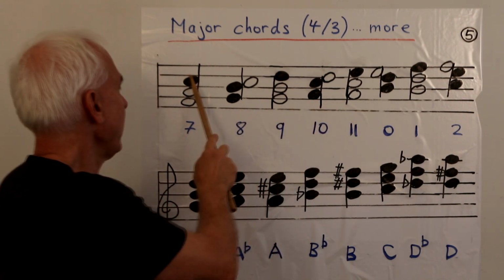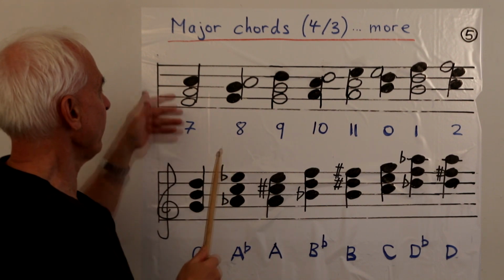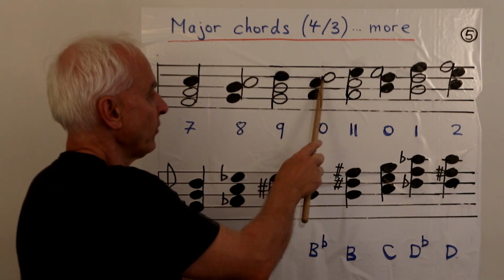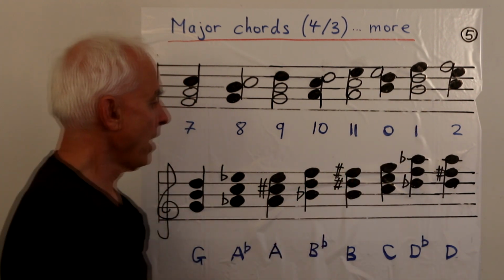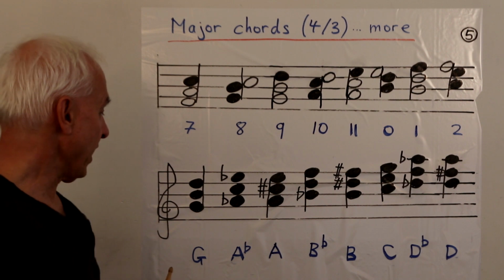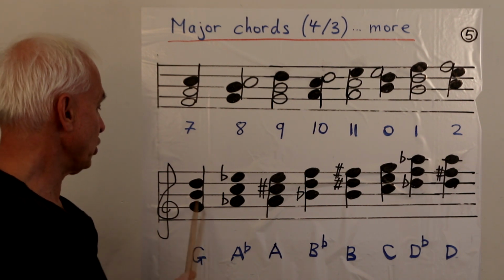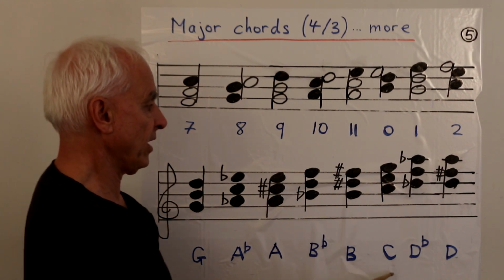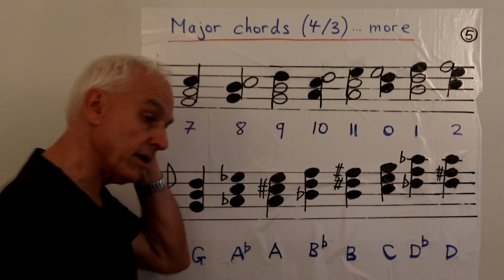2 white notes and then a black note, all sort of equally spaced, or 2 black notes and then a closer white note, like here, here, and here. And in contrast, here are the other triads in the usual system. There's G, and then there's A flat and A and B flat and B and C and D flat and D.